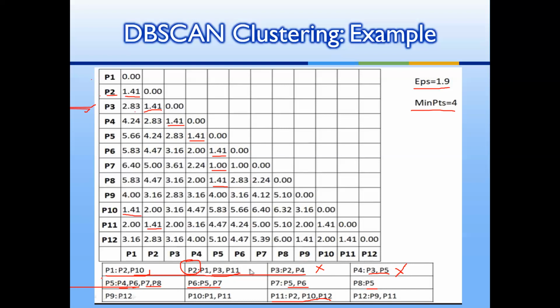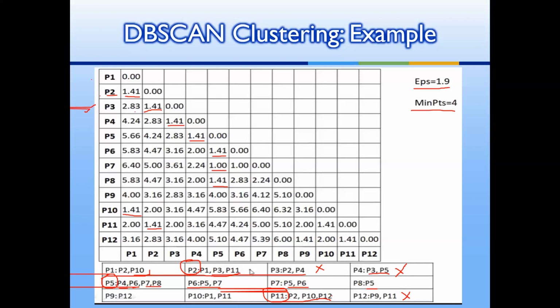My P5 will act as a core point because the number of points around P5 is 5, right? P6 is again not a core point. P7 not a core point. P8 not a core point. P9 also not a core point. P10 is also not a core point. Again here, if you check P11, P11 has a total of 5 points, 4 points around it. So P11 will act as a core point. And P12 is not a core point. So we have scanned all these groups and found that only P2, P5 and P11 will be my core points.